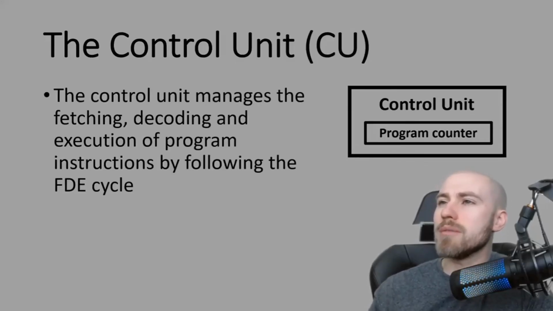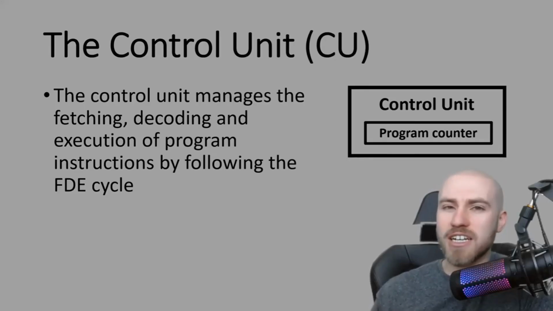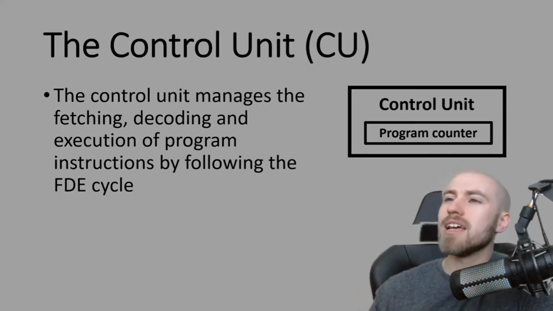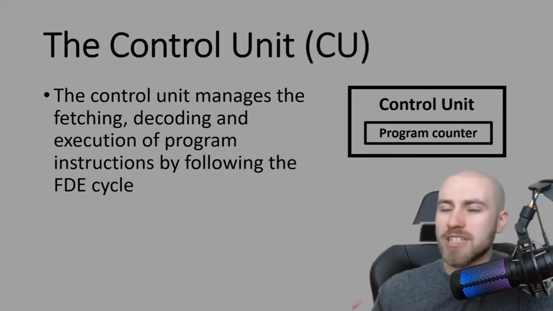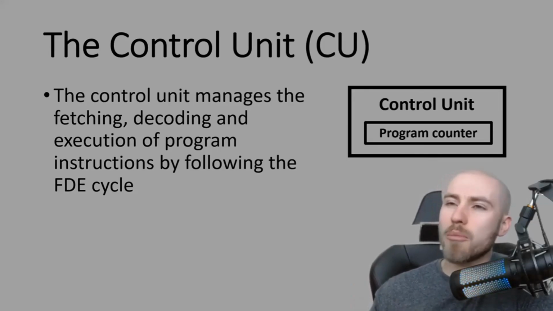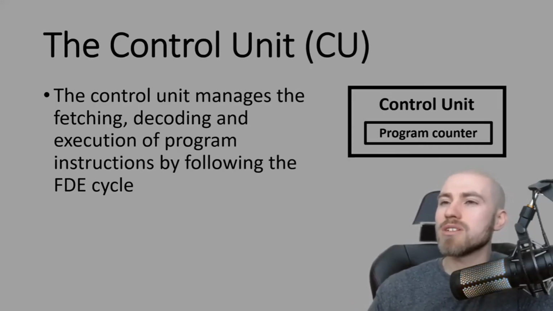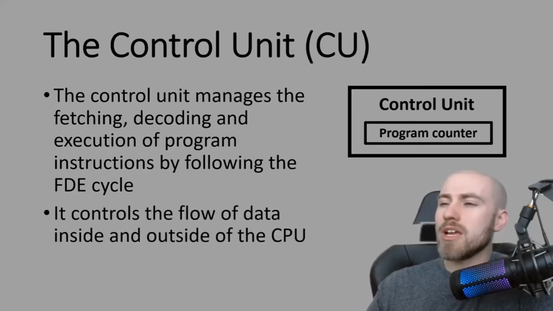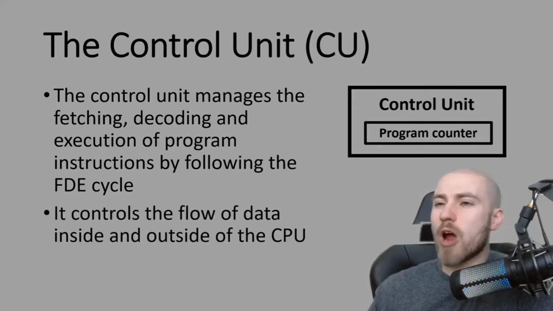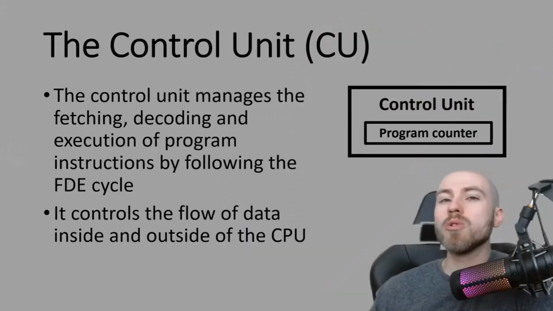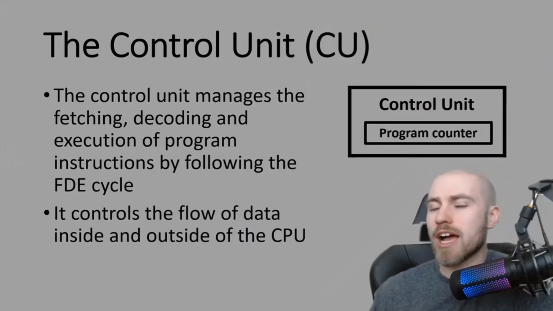Now the control unit manages the actual FDE cycle, which we've talked about before. So it manages the fetching of the instruction itself. Once it's fetched it and brought it back, it will then decode that instruction and it will execute the instruction, which as we know are the three main steps that are repeated billions of times in 1 second in the FDE cycle. So if data needs to be moved around the CPU or maybe moved back into main memory, then the control unit is the part of the CPU which will actually do that.